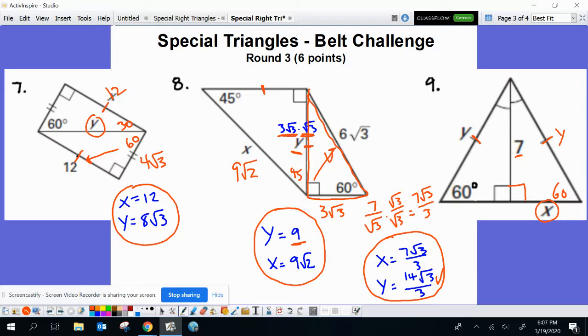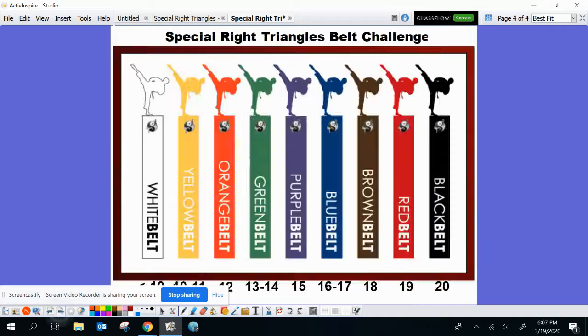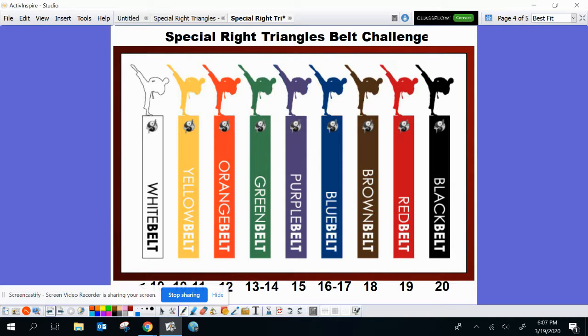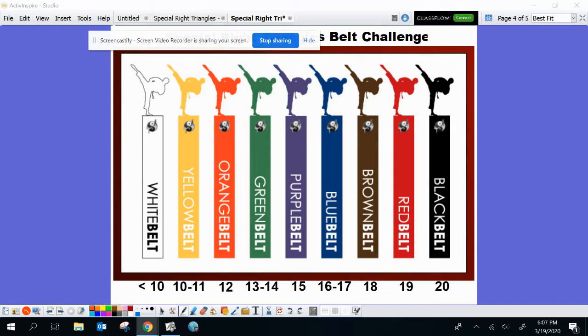Give yourself a point for each correct answer there, and let's take a look at the results. We've got these scores here, as we can kind of see. A 20 would be a black belt, 19 red belt, and all the way down.